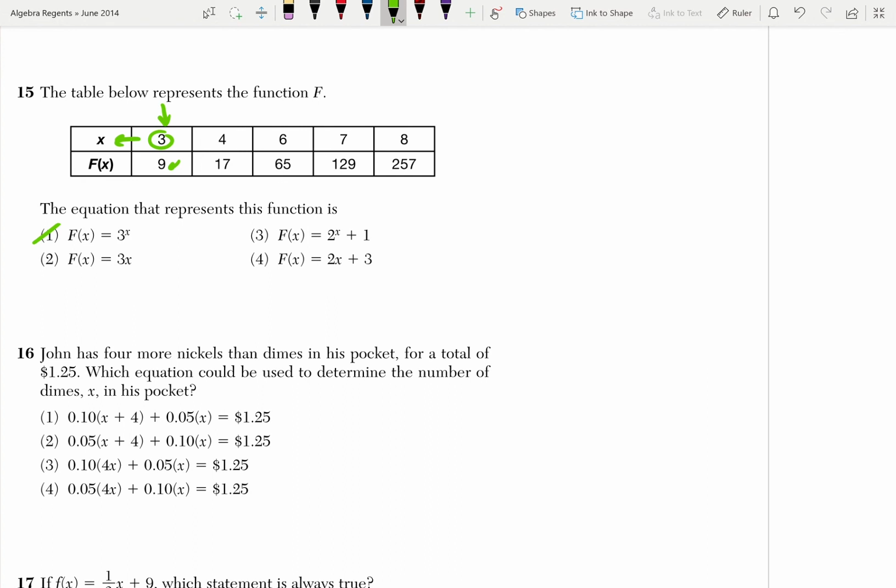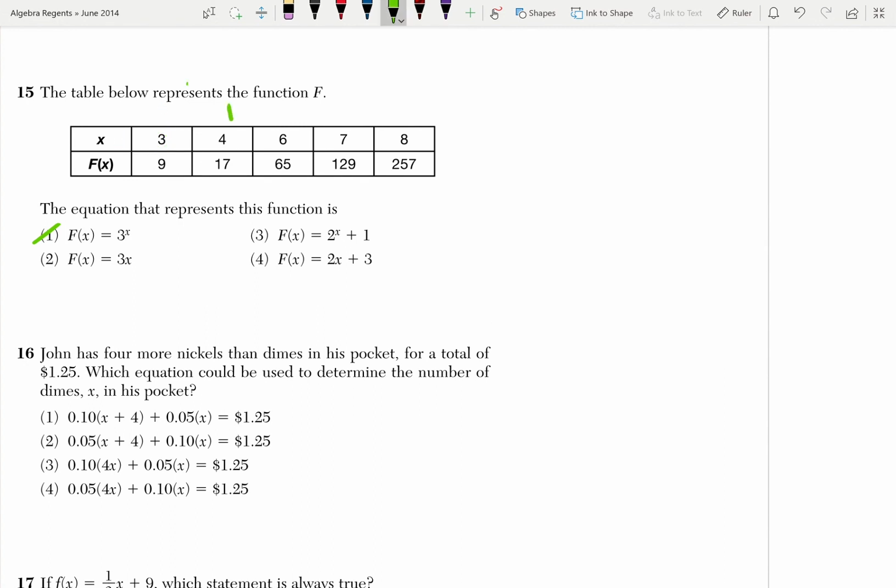Let's look at option 3. So 2 raised to the third power, right? We're still plugging in 3 for x. 2 raised to the third power is 8 plus 1 gives us 9. That works there. So we have already 2 that work. We have to check one more. But first, let's check answer choice 4. If we plug in 3 for x, it gives us 2 times 3 plus 3, that's 6 plus 3 gives us 9. So that still works. These 3 we could not eliminate, but we have 1 is out. Let's go on to the next one.